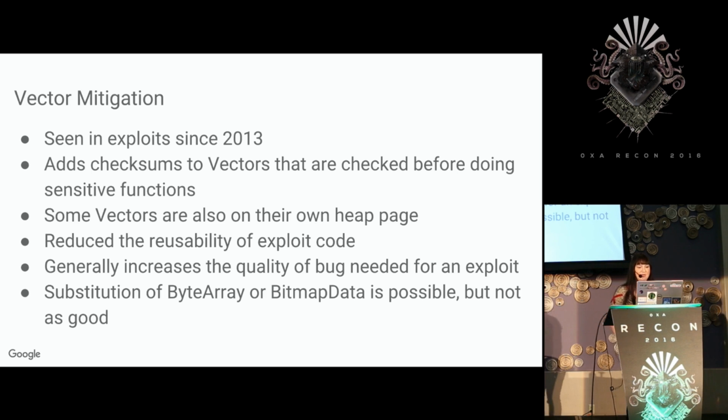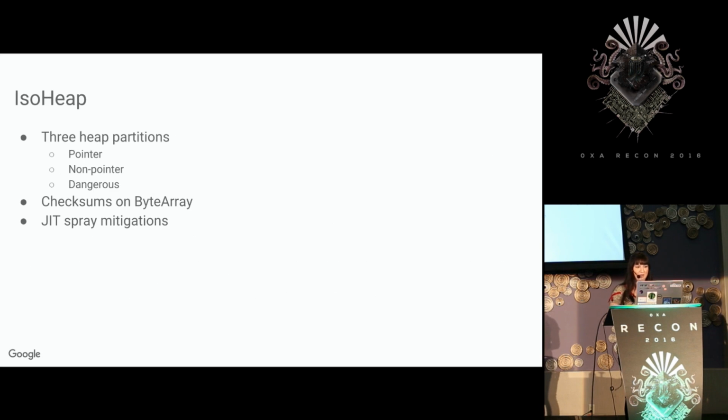Some people say that you can substitute the byte array or bitmap data, but this is not as good. What was really good about the vector was that you could change the size of it, and the byte array and the bitmap data are set type, set length. So if you have a bug where you happen to be able to slot one of those in, yes, you can overwrite these, or you could at this point, and then get read-write memory access. But once again, you need a special bug. You can't use any bug for that.